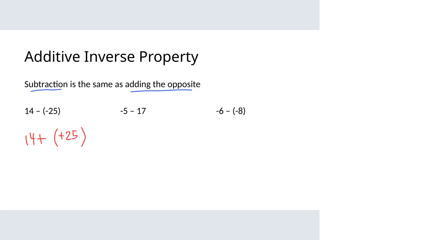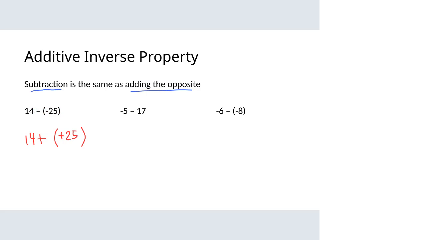And a lot of times you'll see it this way, and those two cancel each other out, and that's not wrong, but more formally, what's happening here is this: subtraction is the same as adding the opposite. So I'm changing this to addition. I'm changing that to the opposite of what it was I was given.